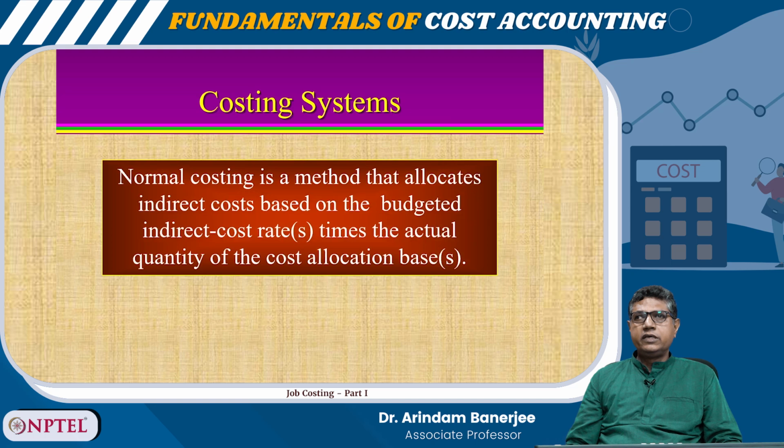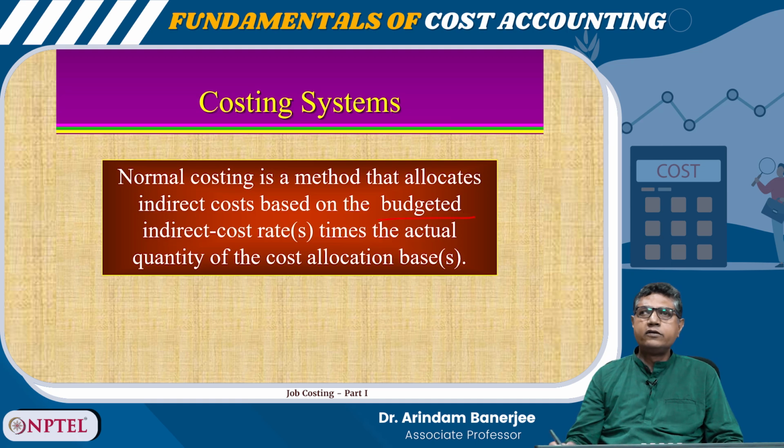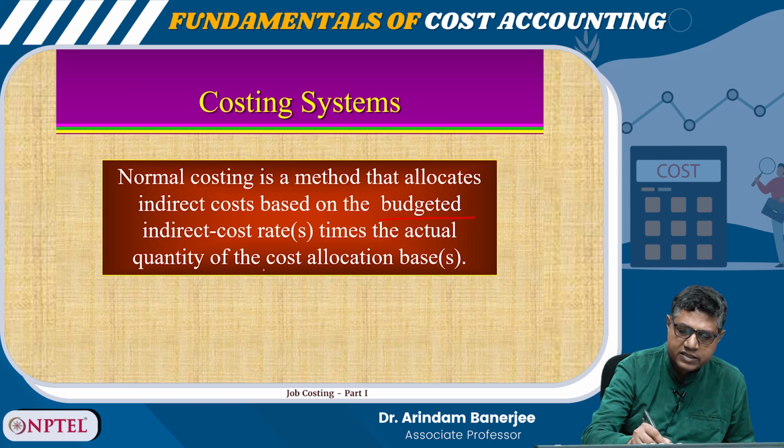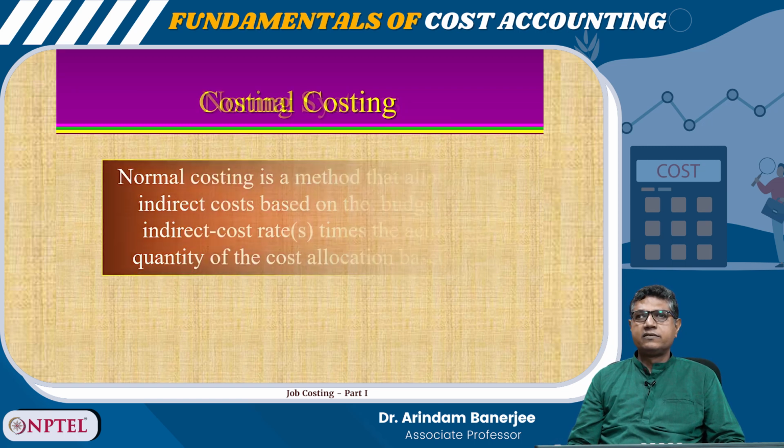Normal costing is a method that allocates the indirect cost based on budgeted indirect cost rates. This word is important: budgeted indirect cost rates times the actual quantity of the cost allocation base.